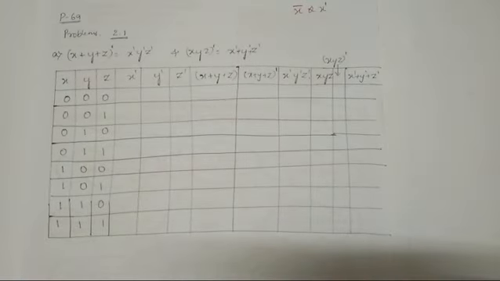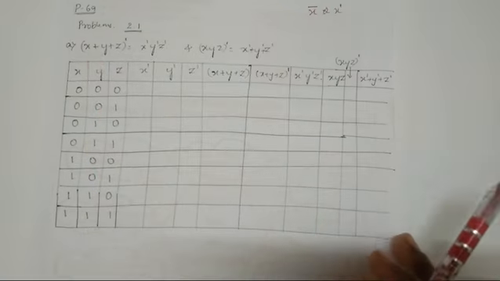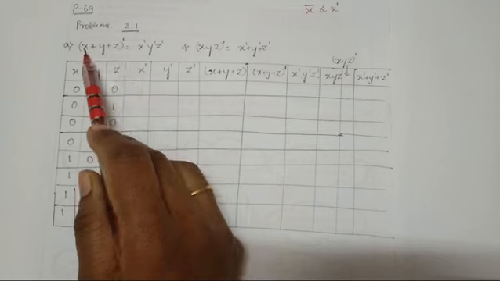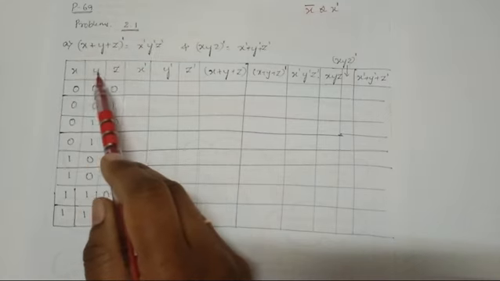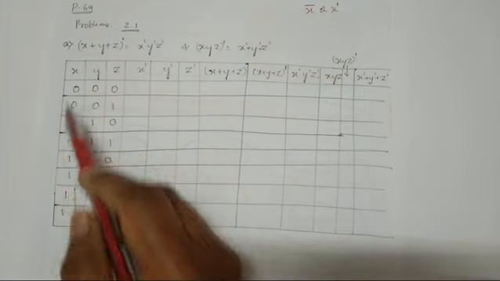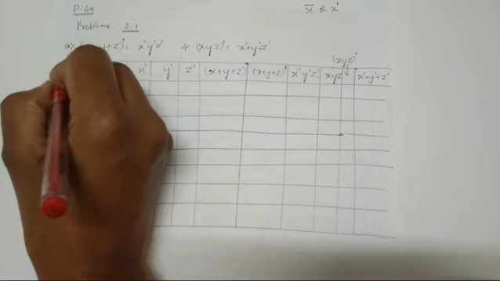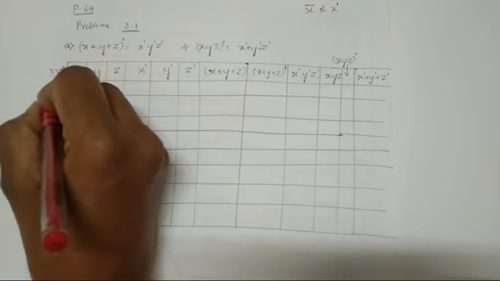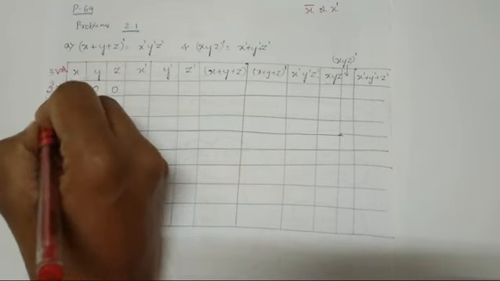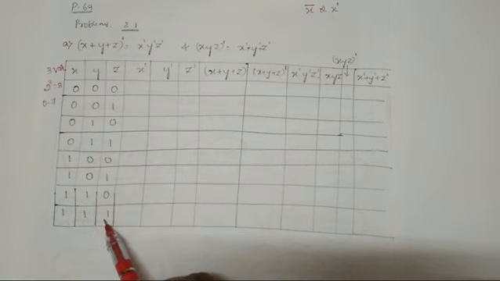To start with, I have taken a problem here. How many variables are there? 3 variables, x y z. So I have taken x y z. Since there are 3 variables, there are 2 power 3 entries, which is 8 entries, with values from 0 to 7.